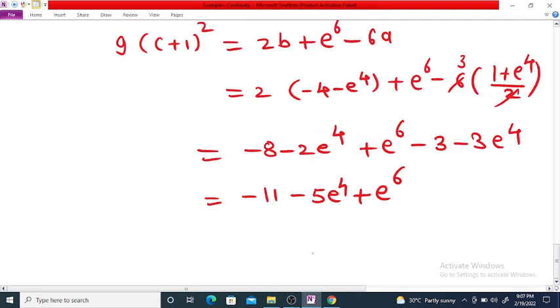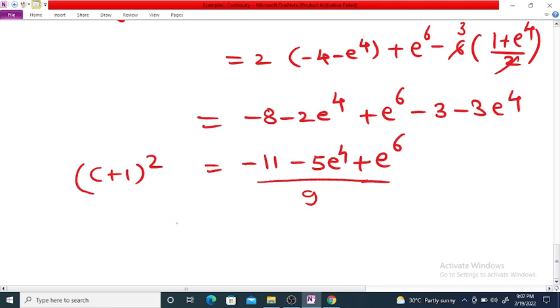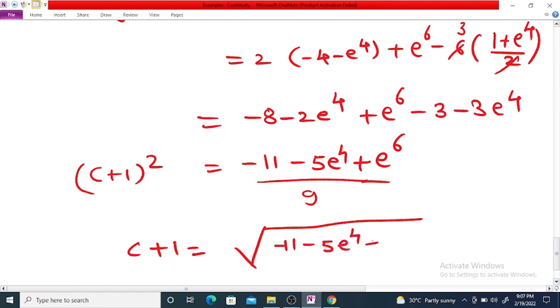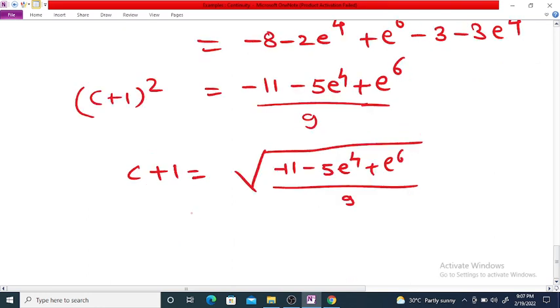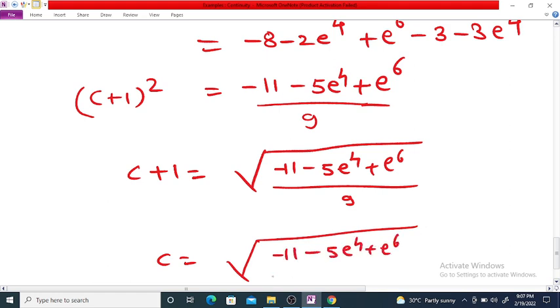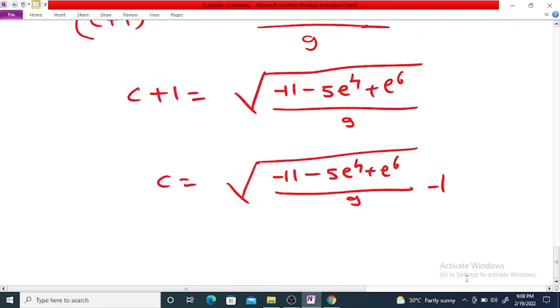So this is c plus 1 bracket square, and if we divide by 9, then this is c plus 1 bracket square, and this implies c plus 1 is equal to square root of minus 11 minus 5 e raised to 4 plus e raised to 6 divided by 9, and therefore c is equal to square root of minus 11 minus 5 e raised to 4 plus e raised to 6 divided by 9 minus 1. So this is the value of c.